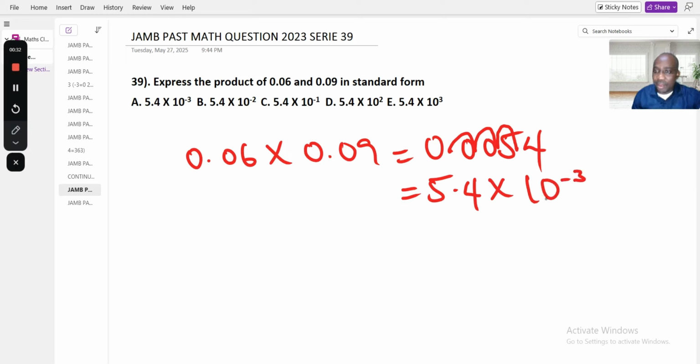That is our final answer. Where is it? Yes, A. Final answer is what? A. Let's move to the next question.